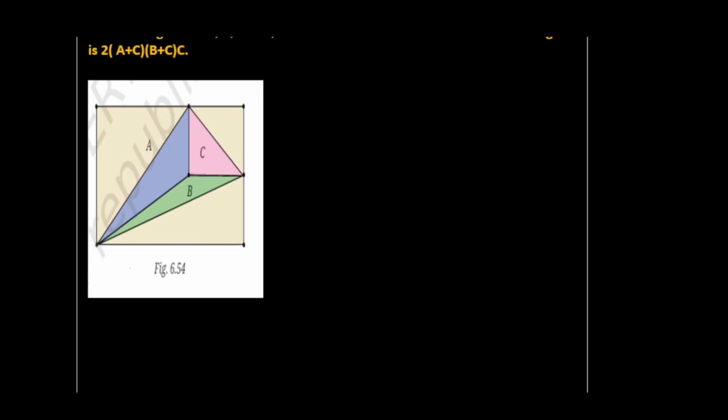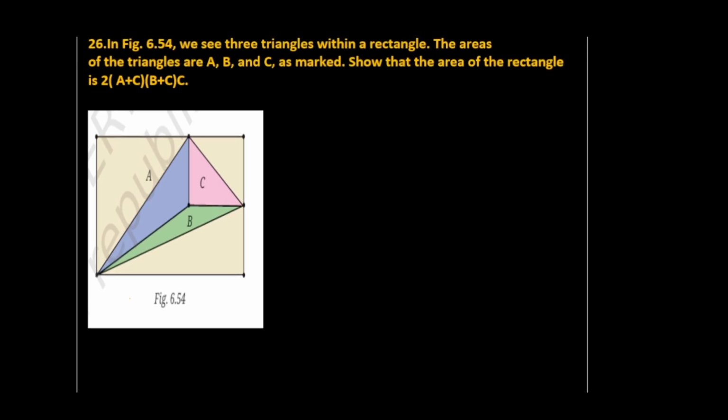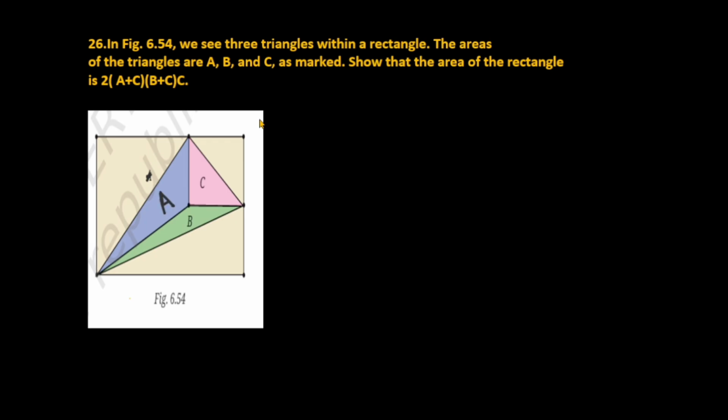Next, 26th question. In the figure, we see three triangles within the rectangle. The areas of the triangles are A, B, C as marked. So this is A, blue color, this is A. So that the area of the rectangle is equal to twice A plus C into B plus C, divided by C. So we need to prove this.